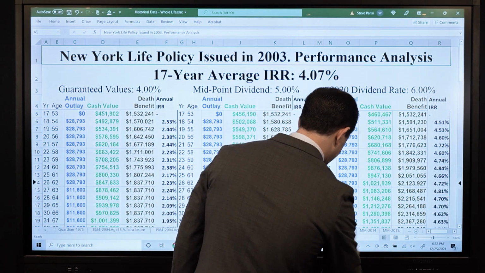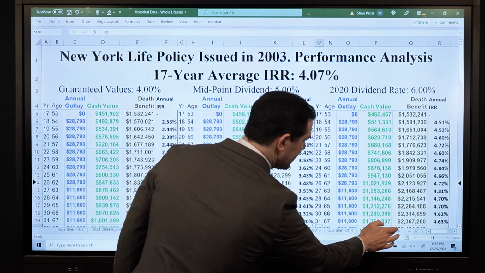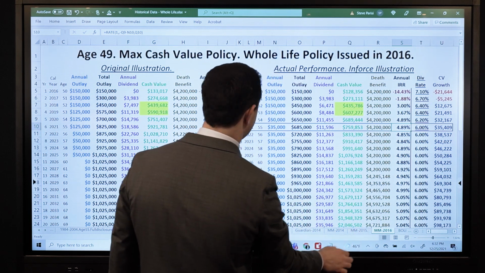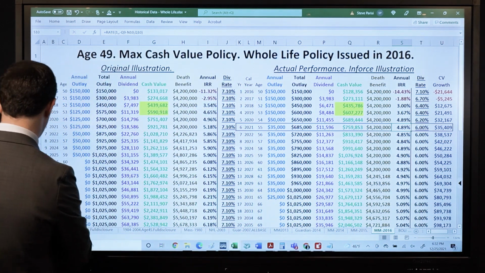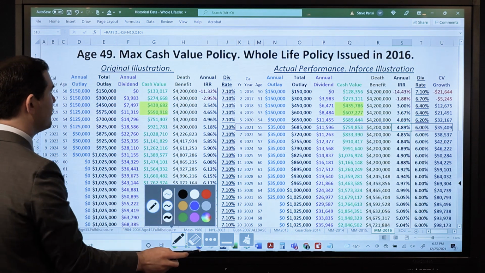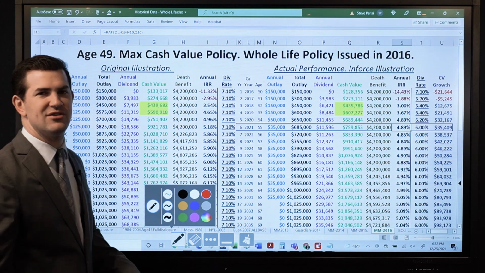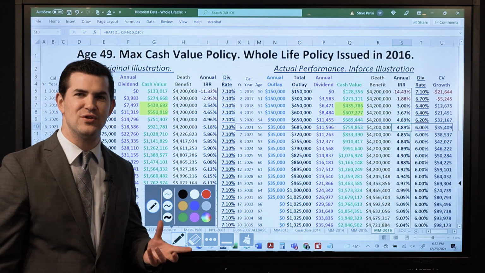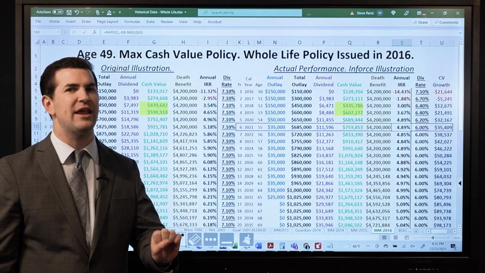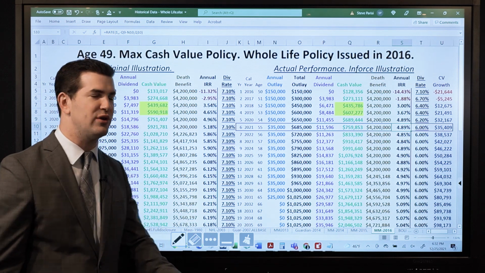So let's look at another policy here. Actually, let's look at this one. One more over. This was a policy we put in force right after I got married. And we've measured the performance each year. This is one of my favorite things to do when it comes to high cash value life insurance policies, seeing what was originally illustrated and then what actually happened as we track the performance year over year.